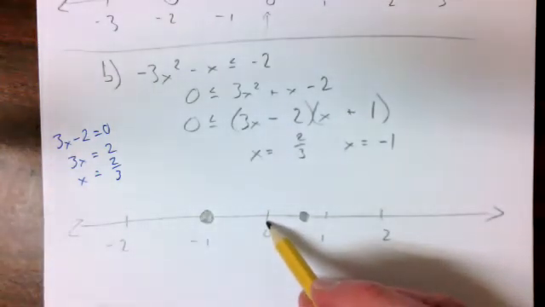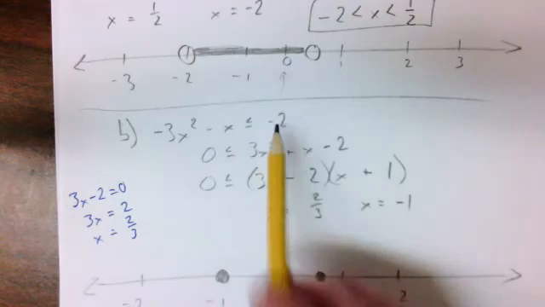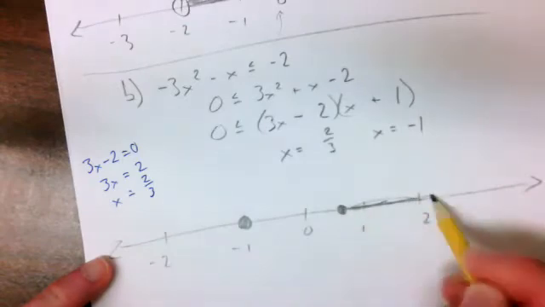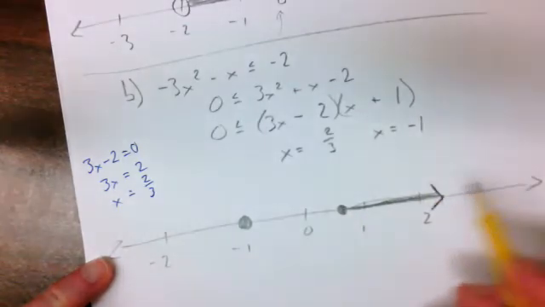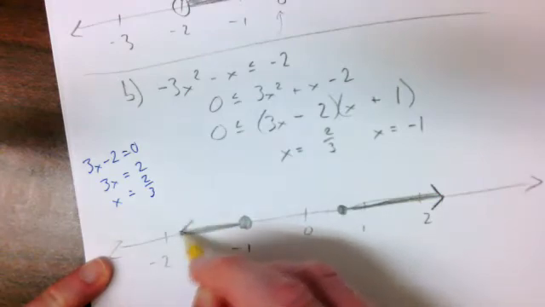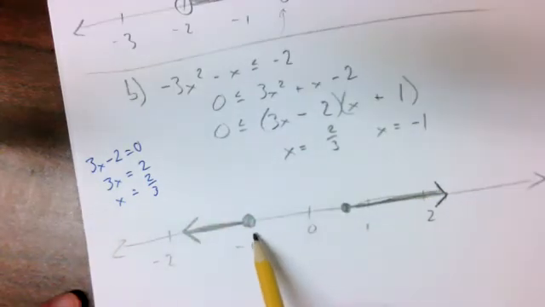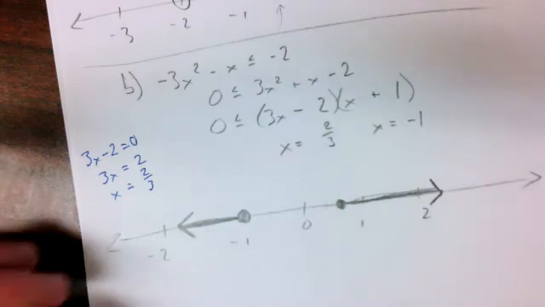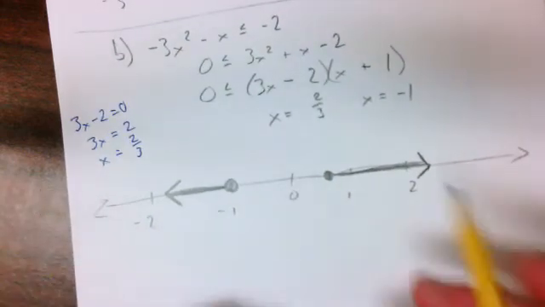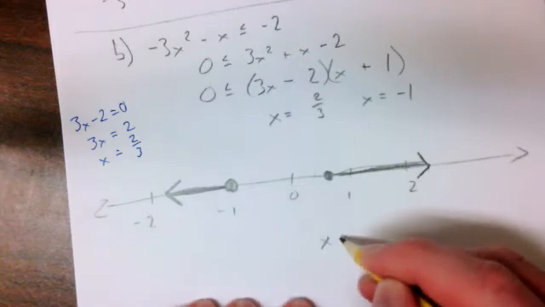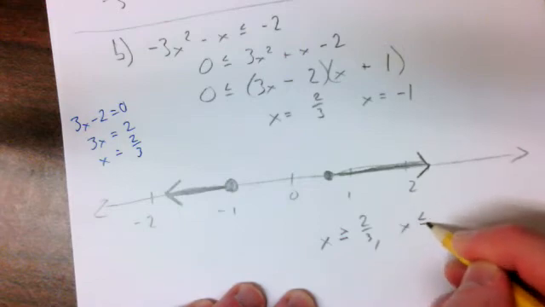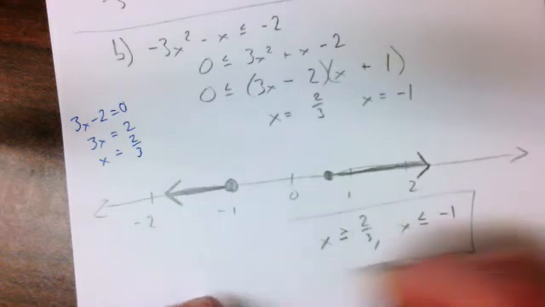And again, let's test point 0 in the original. 0 minus 0, is that less than -2? No, it ain't. 0 is greater than -2, which means we shade this side. And we put an arrow there to show that it goes forever. So anything less than or equal to -1 works. Anything greater than or equal to 2/3 works. So x is greater than or equal to 2/3, comma, x is less than or equal to -1. Last one.